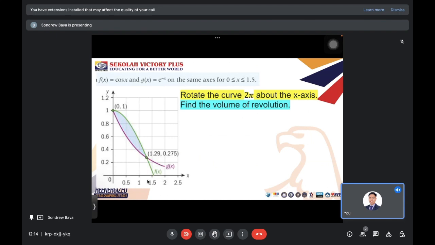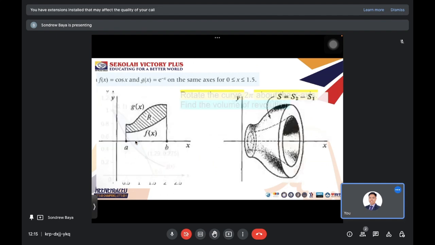Now suppose you are not asked of the area, but you are asked of the volume of revolution. So given this particular area between the two curves, rotate it 2 pi about the x-axis. If you do that, this is actually quite difficult to imagine because this shape is irregular. But then if you are going to rotate that, you're actually going to come up with this particular shape. Okay, this is not exactly the same curve, but more or less the shape is the same.